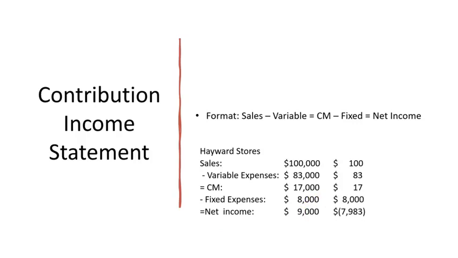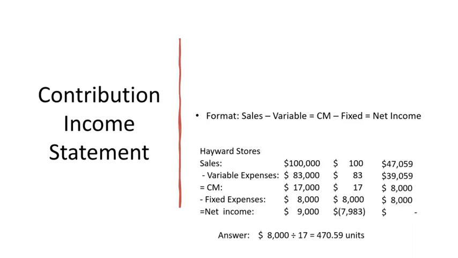Now, companies also break down contribution margin into units. Say Hayward's has average sales of $100 and average variable expenses on that sale of $83. That means each sale generates $17 in contribution margin. That $17 helps to whittle away at the fixed cost of $8,000. So how many units must be sold to break even, to whittle away at all of the fixed cost of $8,000? Well, that's a simple calculation.